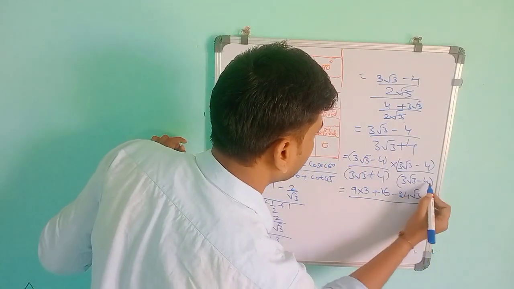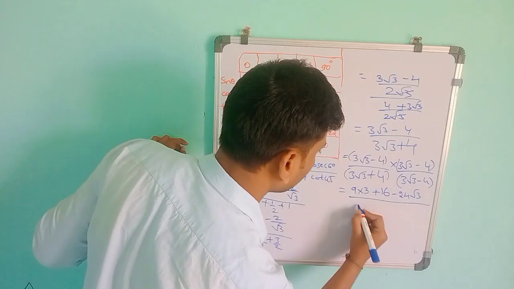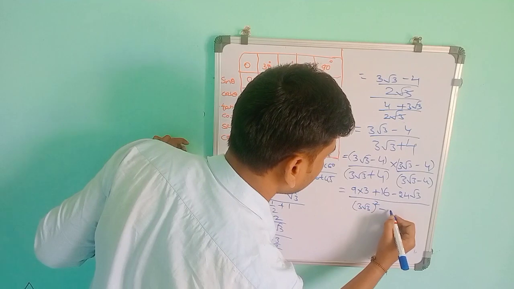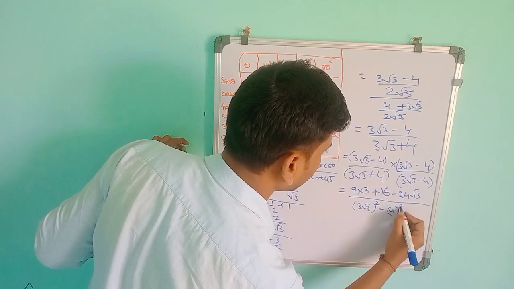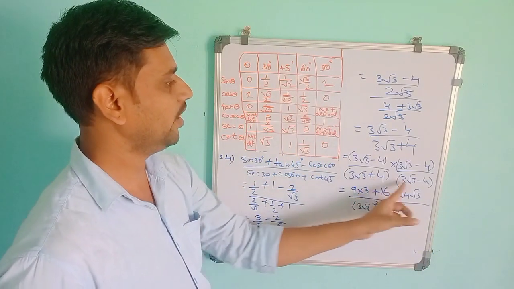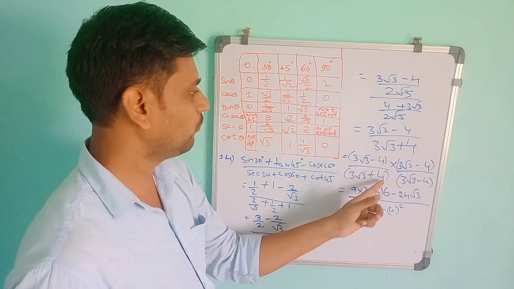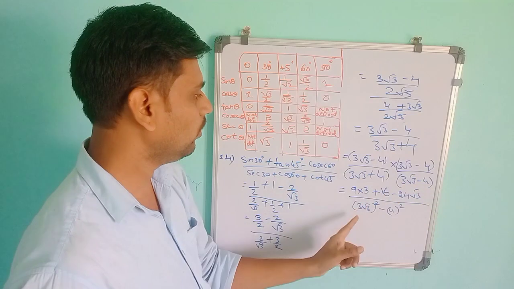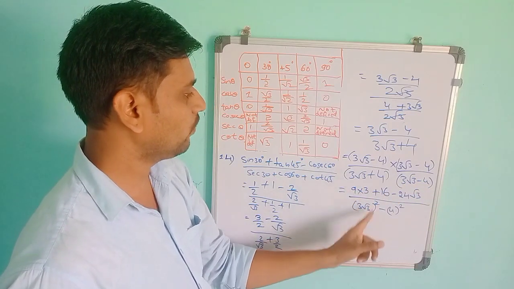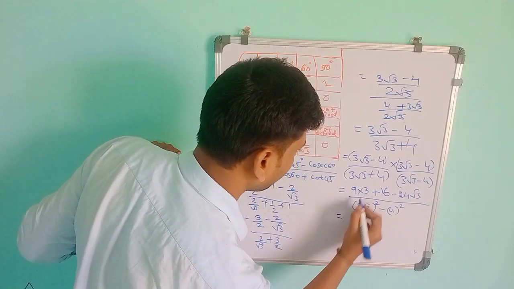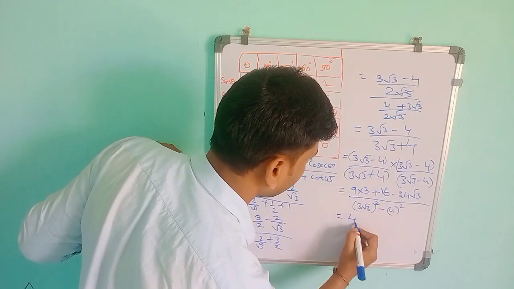This is a plus b, a minus b, so it will be a square minus b square. It is not the same as the numerator: 3 root 3 plus 4 will become 3 root 3 minus 4. So a square minus b square means 3 root 3 whole square minus 4 square. So 9 3s are 27. 27 plus 16 is 43.